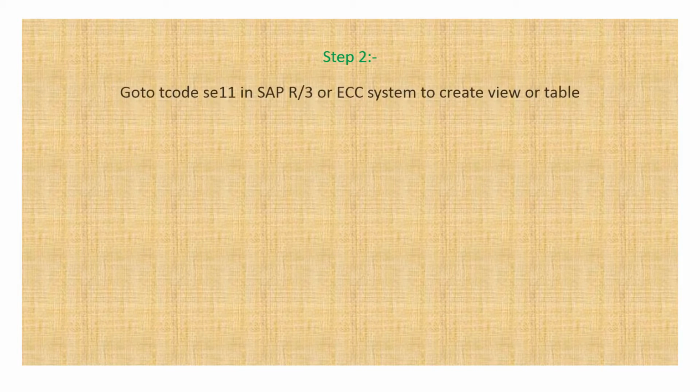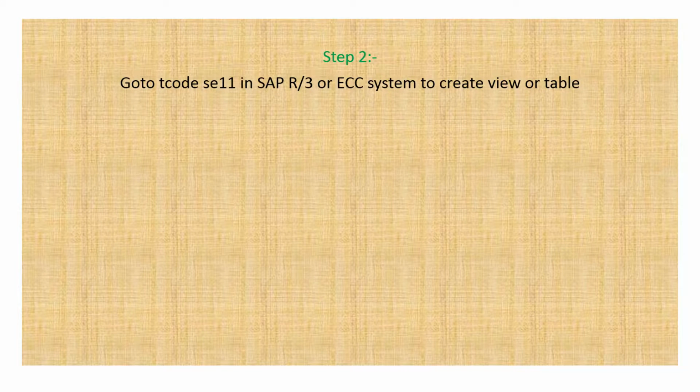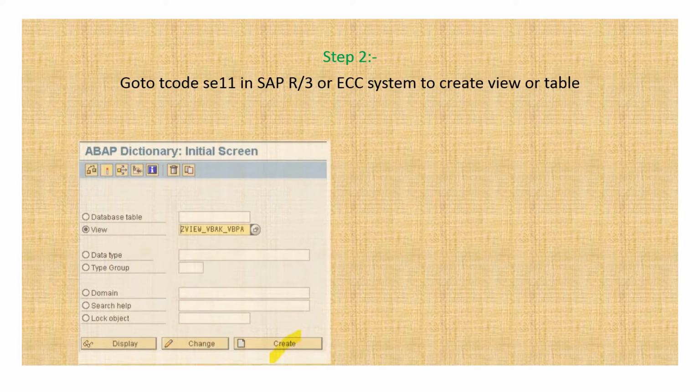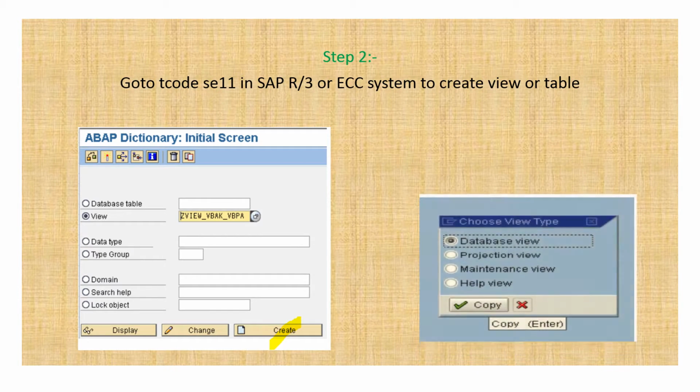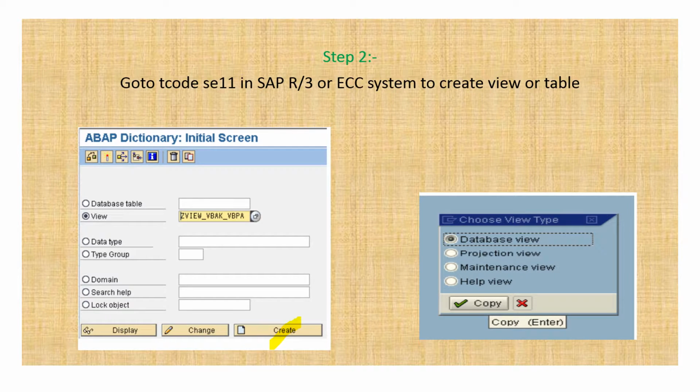Now in step 2, you have to go to SE11 in the SAP R3 or ECC system to create the view or table. Once you go into this T-code, you have to select view, give a view name, and then select create. Once you click on create, it will ask for these options. Here we are selecting database view and then selecting copy.